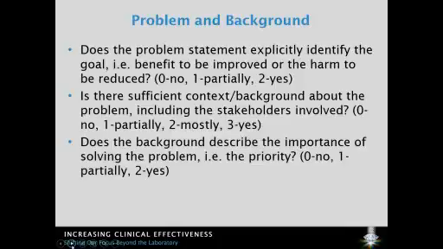Is there sufficient context and background about the problem, including the stakeholders involved? Again, you can have 0 to 3 points. Now you can see it's worth a little bit more. We want to make sure that the lab is integrated into the health system and working with non-laboratorians, and so knowing who else is being involved in the project is important to state. And does the problem describe the importance of solving the problem, the priority? Why was this problem chosen? Was it easy or was it important? We're hoping it will be important. And again, you can see the point totals that will be awarded based on the reviewer's assessment.